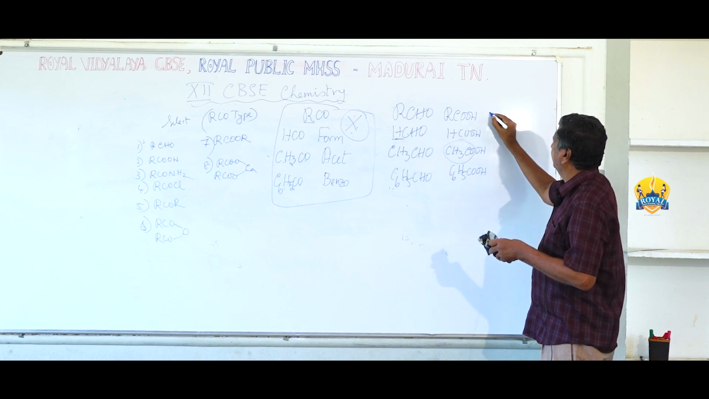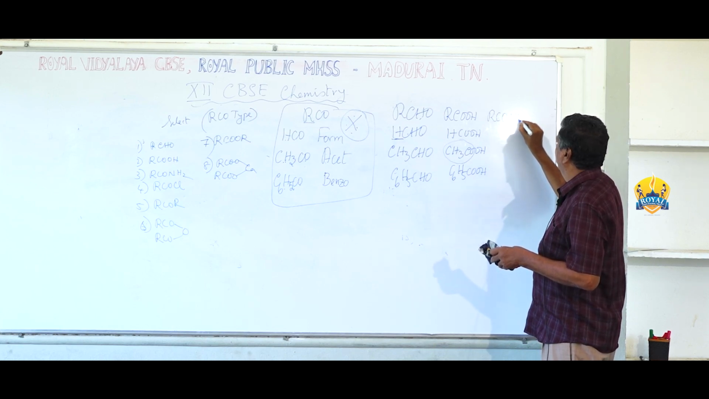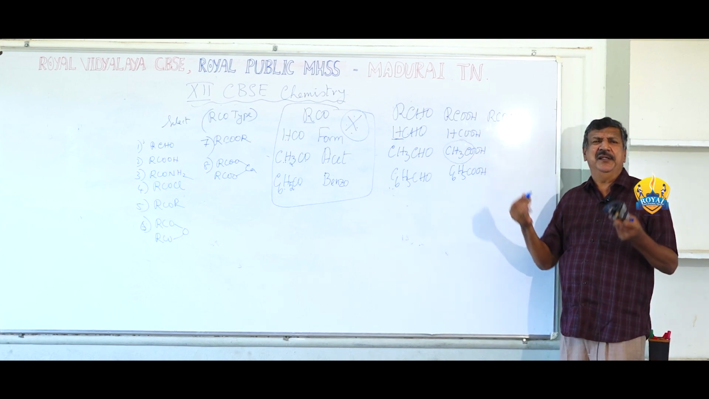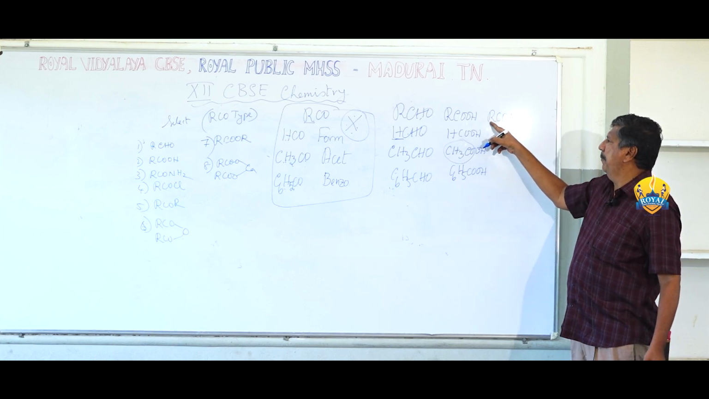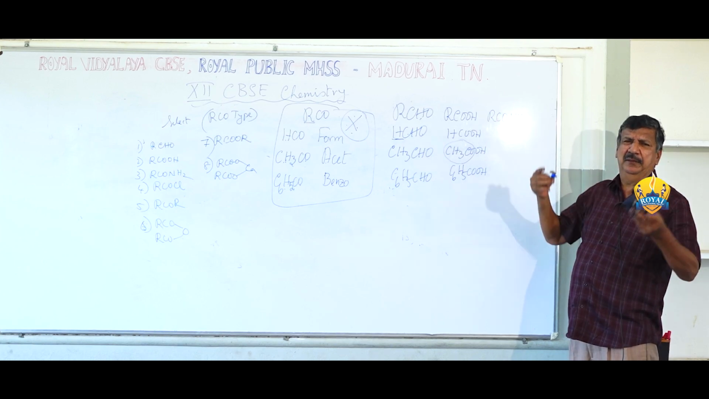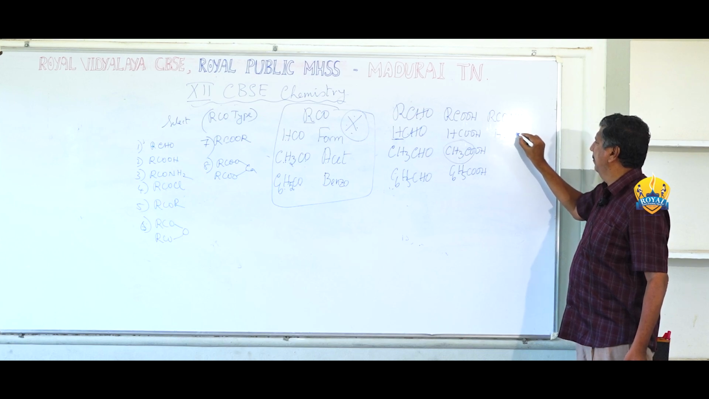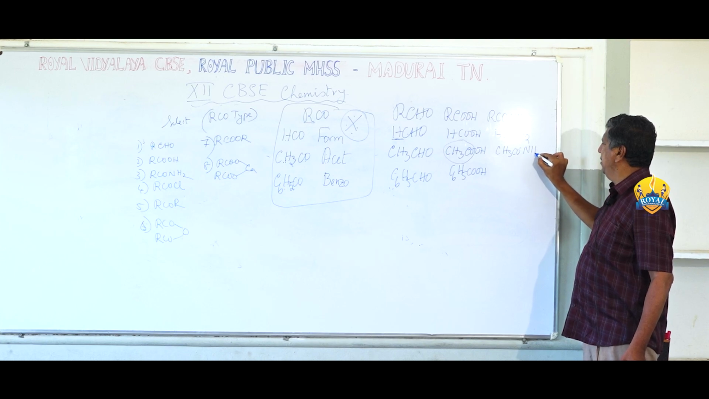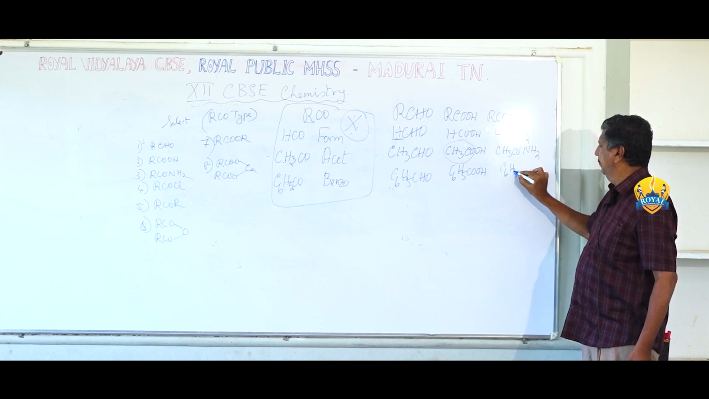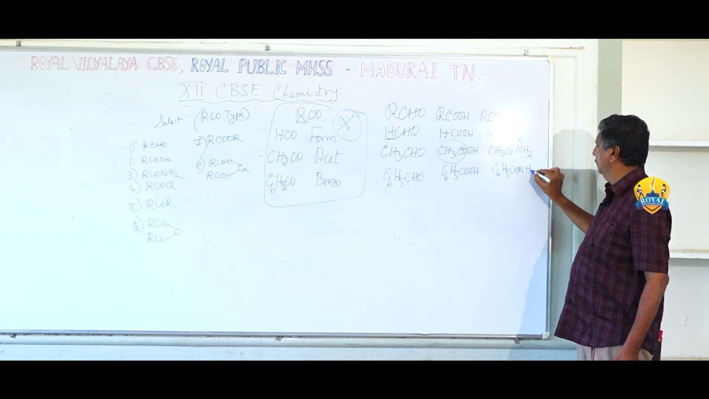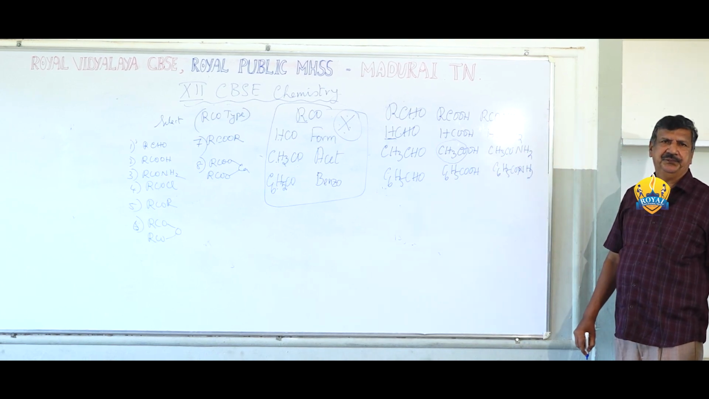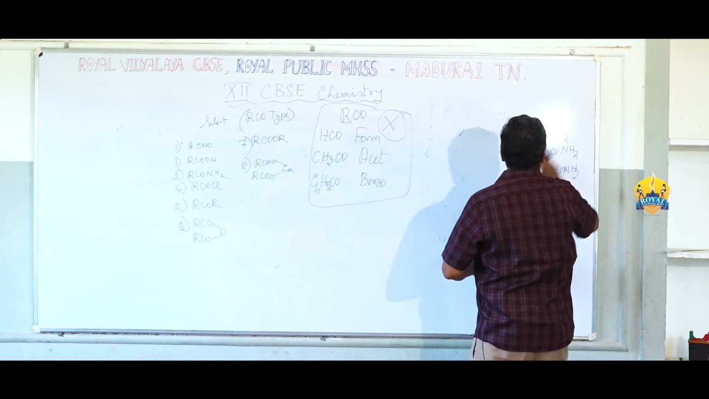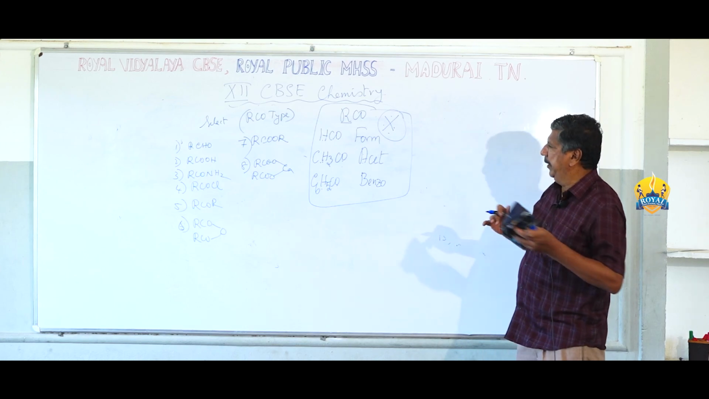Okay, next one. Amide. Same thing. Without writing, you can tell all this. What will it be? Formamide, acetamide, benzamide. Like this. Formamide, acetamide, benzamide. That's all. Form, acet, benz. Next one.